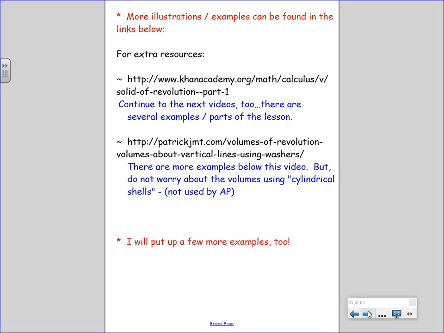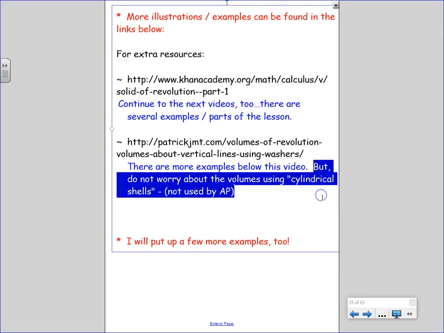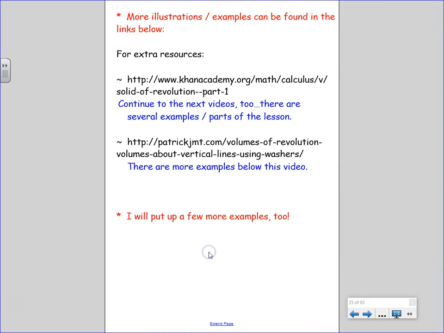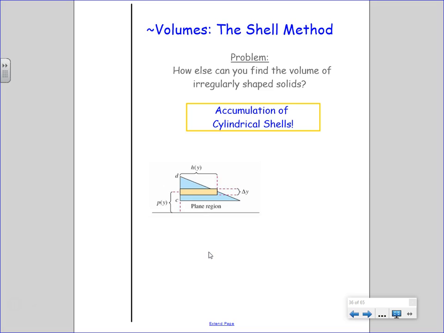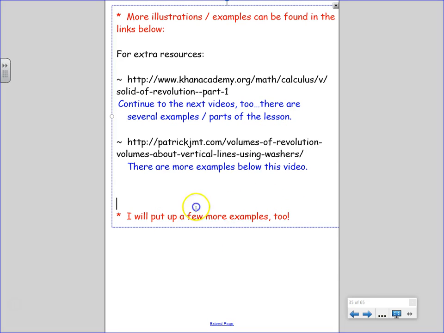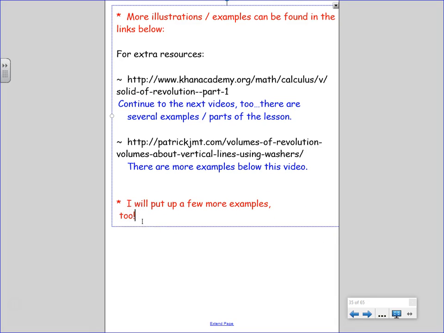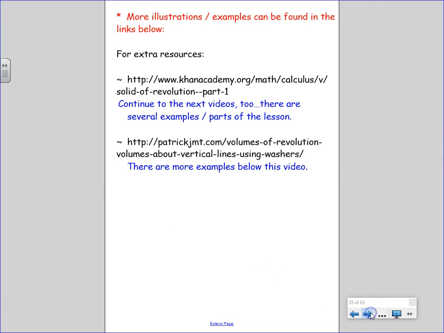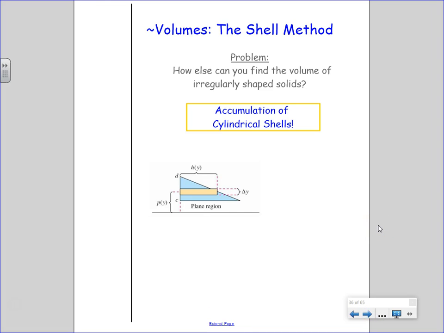Do not worry about the volume of these cylindrical shells. Oh, wait. What do we need to worry about? So let's get rid of this because we're in BC, not AB, yeah? Okay. So then moving on. Actually, I'm not going to put up a few more examples either. That was for a year when we ran out of time. We had covered it right before spring break. It was the last thing in AB, and it was an adventure. Okay. Shell method.